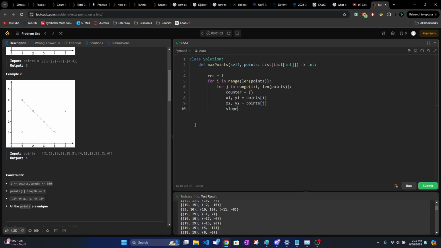And now the slope, or you say m, is going to be rise over run. So y2 minus y1 divided by x2 minus x1. But we also have to consider the case where x2 and x1 are the same, and then we have a slope of infinity. So let's consider that and say if x2 minus x1 is equal to 0, then m is equal to infinity, and otherwise we're going to have m be our rise over run.